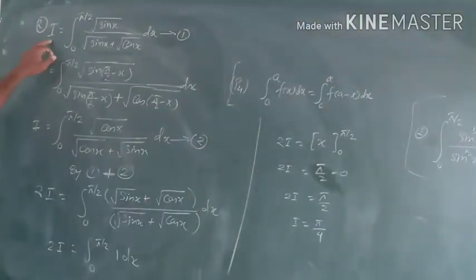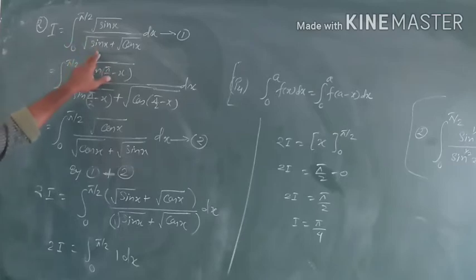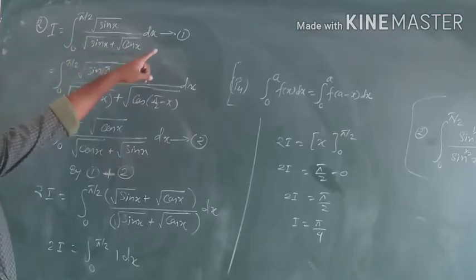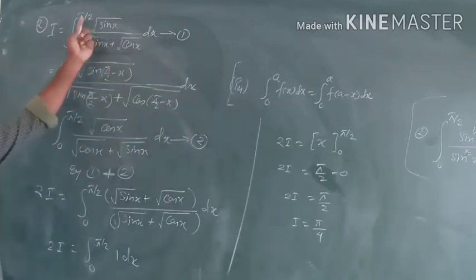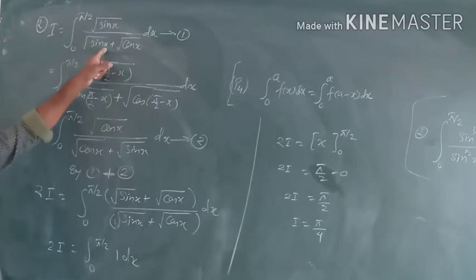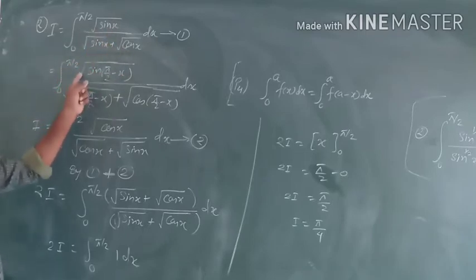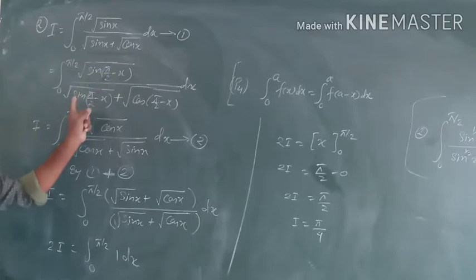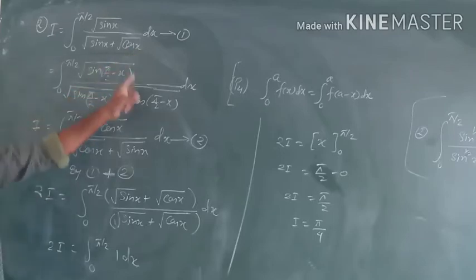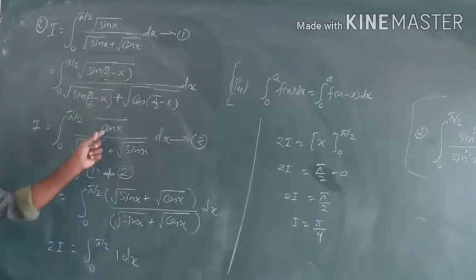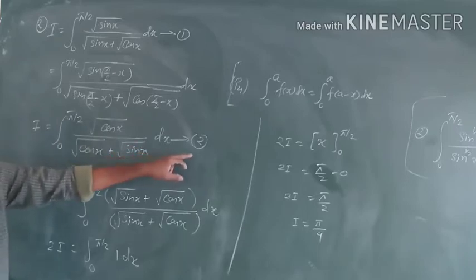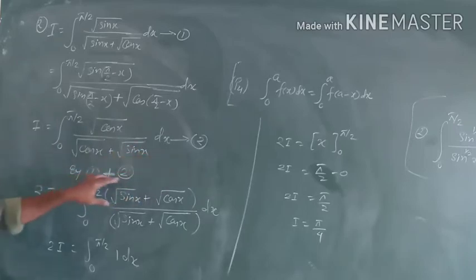In question number 2, the integral I is from 0 to pi by 2 of under root sin x upon under root sin x plus under root cos x dx, and give equation number 1. Once again use property number 4. It means in place of x write pi by 2 minus x everywhere. So under root sin of pi by 2 minus x in the numerator, and in the denominator under root sin of pi by 2 minus x plus under root cos of pi by 2 minus x. Sin 90 minus theta is cos theta and cos 90 minus theta is sin theta, and give this equation number 2.